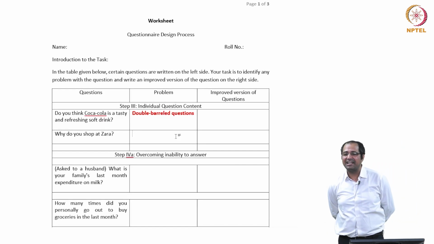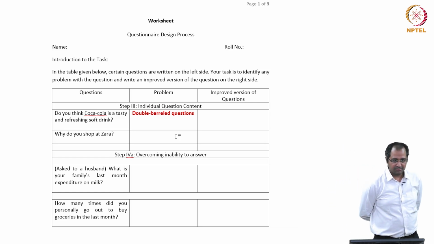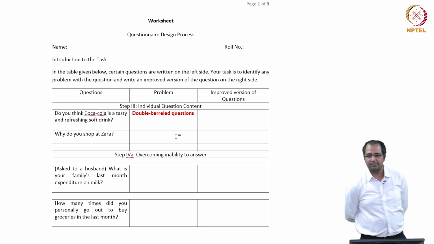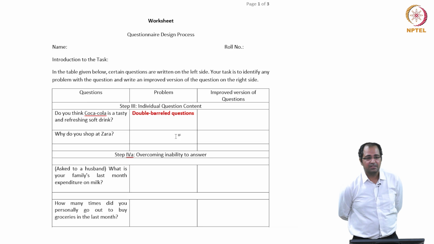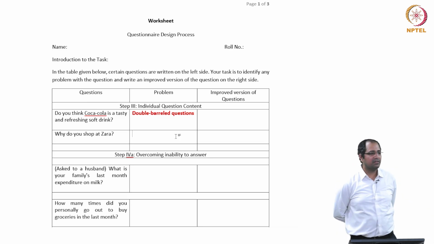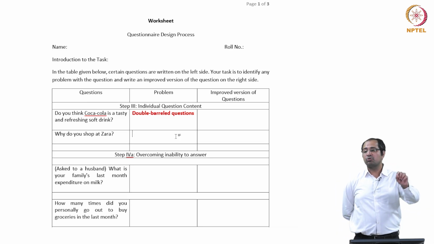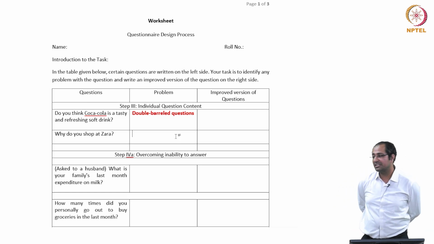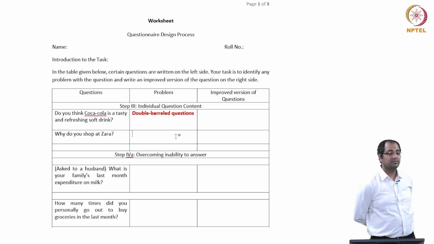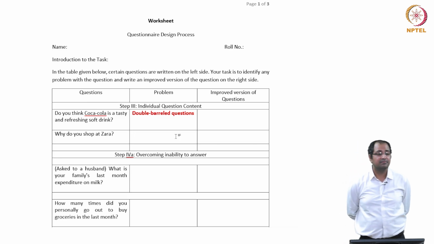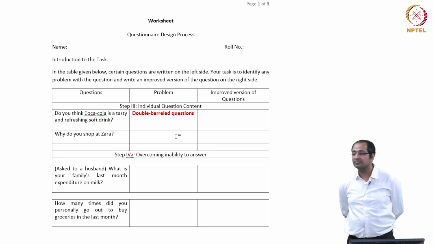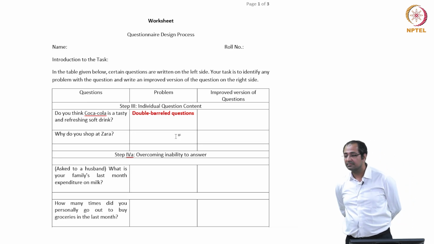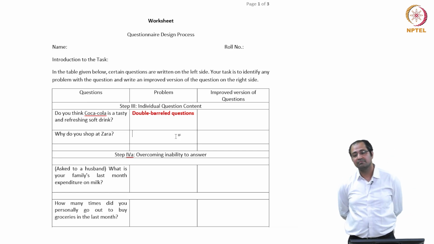The next one is, why do you shop at Zara? What is the problem with this question? No, I said open-ended questions are possible. I said the questionnaire is mostly structured, but there are possibilities of unstructured questions as well, open-ended questions as well. Why do you shop at Zara? For example, because it is convenient for me. It is because it suits my status.